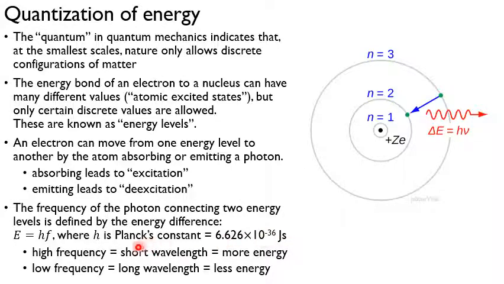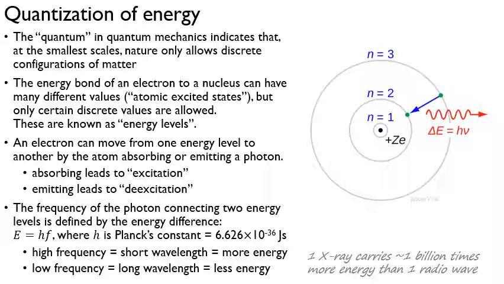You can see from this equation that a higher frequency, which, as we know from the introduction to light, corresponds to a shorter wavelength, also corresponds to more energy. A lower frequency is a longer wavelength and is less energy.